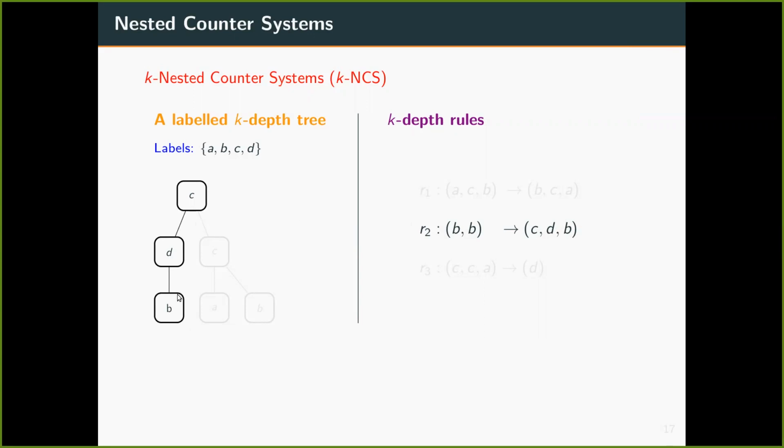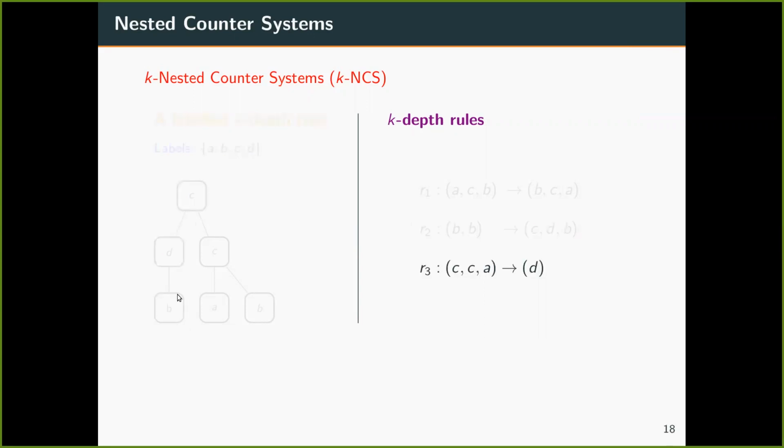We first convert the labels of BB to C and D, and then attach a new node whose label is B. Now let us take a look at R3, whose left-hand side is CCA and whose right-hand side is B. Okay, so the left-hand side is of length strictly bigger than the right-hand side.